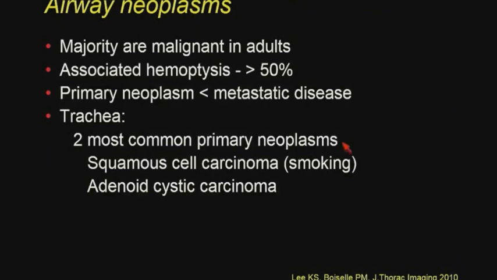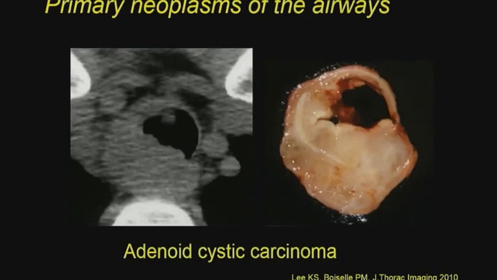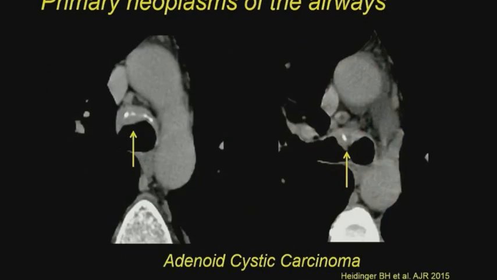The hemoptysis can be seen in more than 50% of those cases, which are usually associated with neovascularity and very friable vascularity within the tumor itself that tends to bleed. The primary neoplasms are substantially less frequent than the metastatic disease in adults. And if we're talking about the trachea, the two most common primary neoplasms would be squamous cell and adenoid cystic carcinoma. This is an example of adenoid cystic carcinoma, where we can see how much of the mass is protruding into the airways, into the trachea, and definitely friable and prone to bleeding.